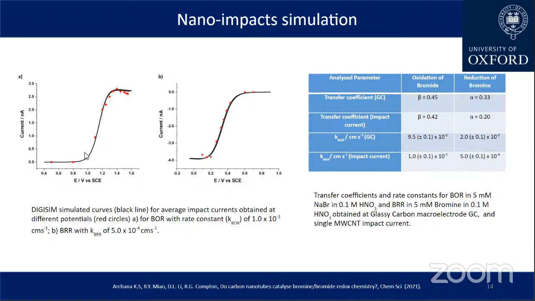So here the black line is the fitted one, which is the simulation result, and the red dots are the experimental ones. Thank you. Any more queries?